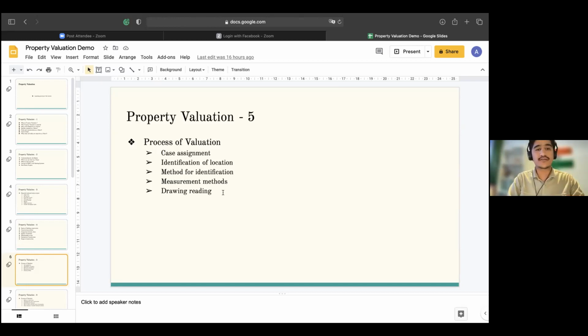Then how to read drawings. Okay, in some cases you will have the drawing with you. Okay, somebody will come to you, sir, I want to make a house and I want this much money from the bank, so please check it.